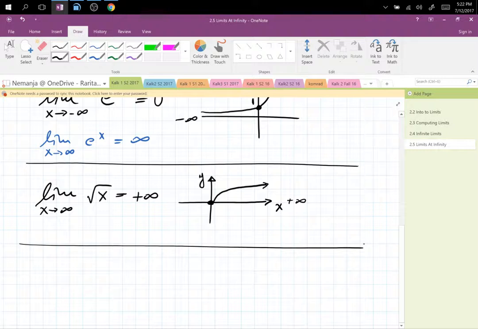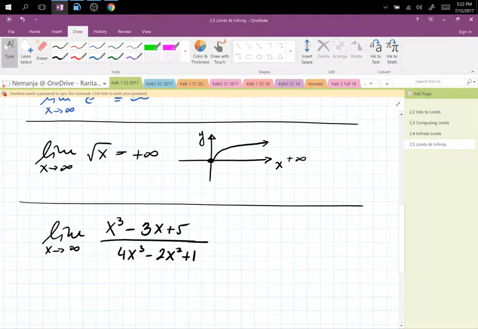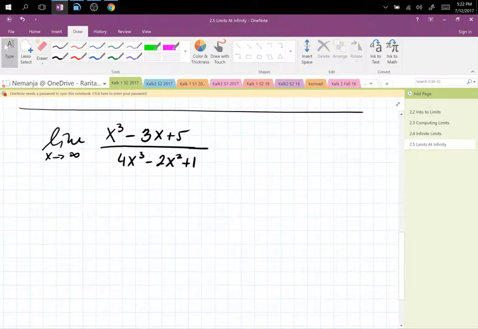Now, certain problems, when you have polynomials floating around, you can solve analytically by using algebra. So let's say you have the limit as x goes to infinity of x cubed minus 3x plus 5 divided by 4x cubed minus 2x squared plus 1. So we can also solve these types of limits at infinity when you have a polynomial divided by a polynomial.